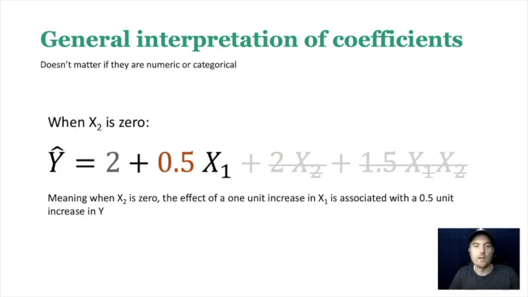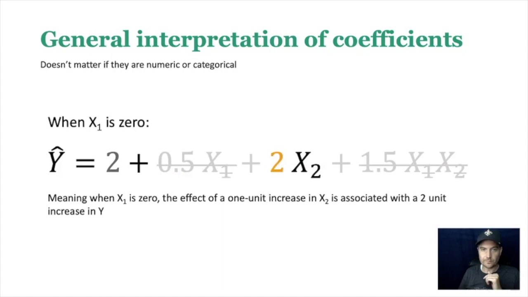So first, when x2 is 0, the effect of x1 is 0.5. In other words, for a 1 unit increase in x1, there's a 0.5 increase in our outcome, y. That is only, though, when x2 is 0. Conversely, when x1 is 0, the effect of x2 is 2. In other words, for a 1 unit increase in x2, there's a 2 unit increase in y when x1 is 0.